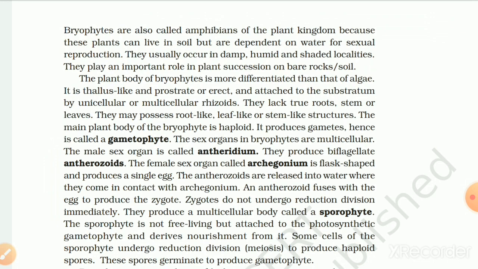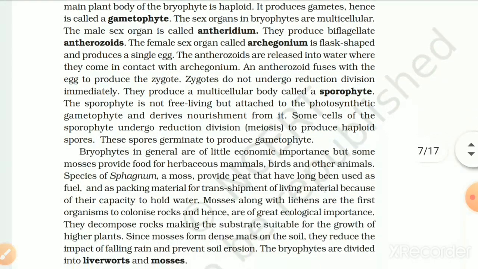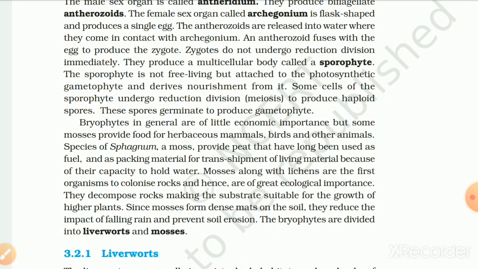Antherozoids are released in water where they come in contact with the archegonium. Antherozoid fuse with the egg to produce the zygote. Zygote do not undergo reduction division immediately. They produce a multicellular body called sporophyte. The sporophyte is not free living but attached to the photosynthetic gametophyte and derives nourishment from it.